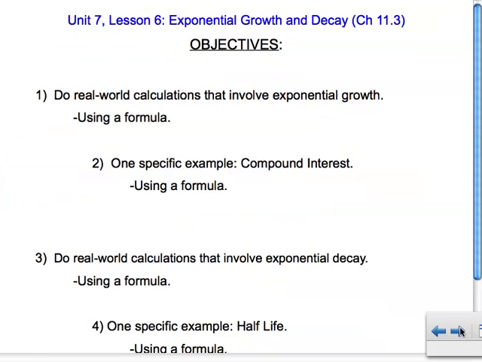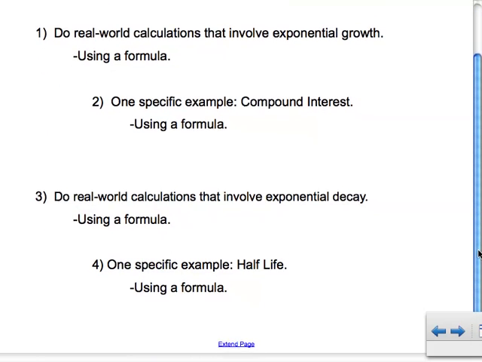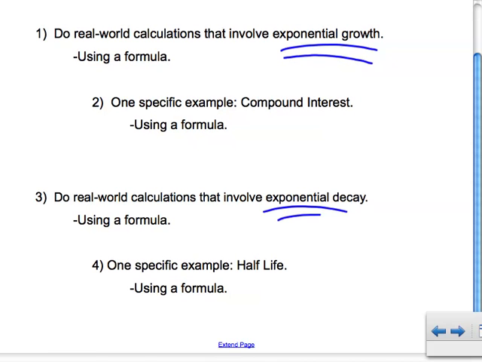Hopefully you guys feel good about these 4 different formulas that we used. We talked about exponential growth and exponential decay. And then we simply did one example from the real world for each one of those. For exponential growth, we talked about compound interest. And for exponential decay, we talked about half-life.